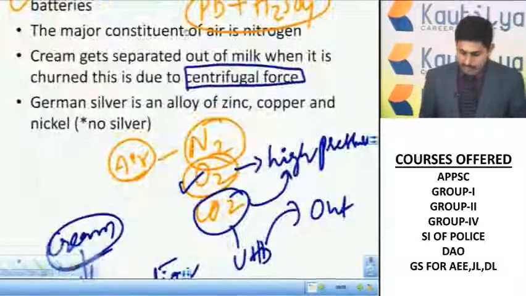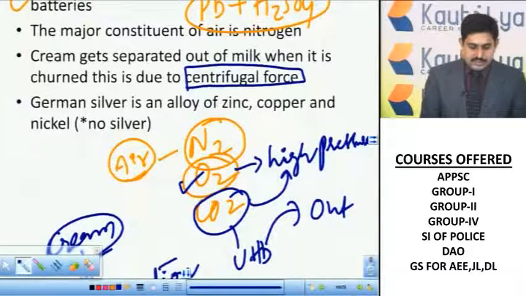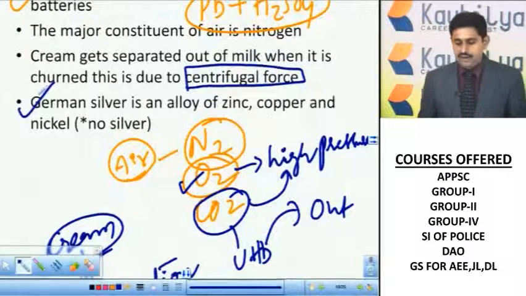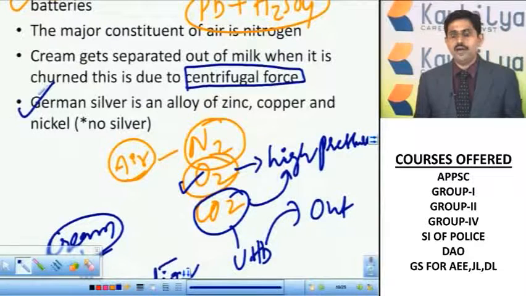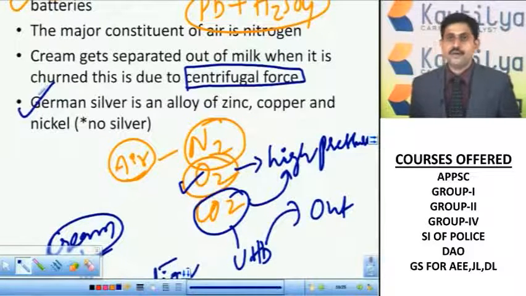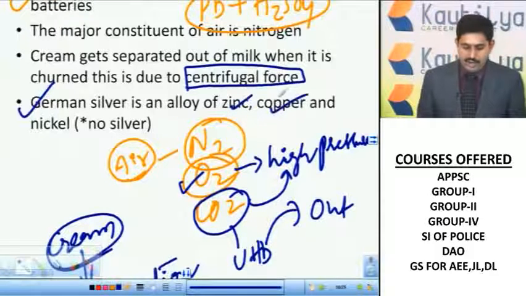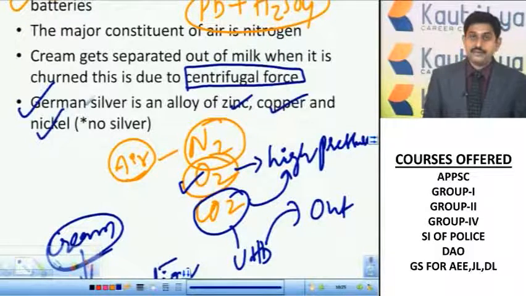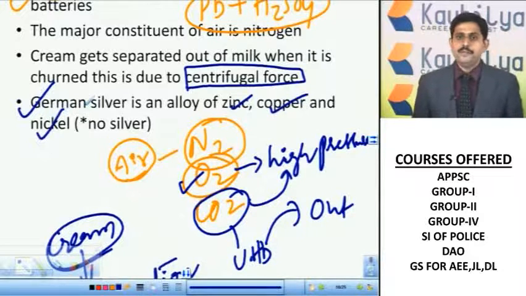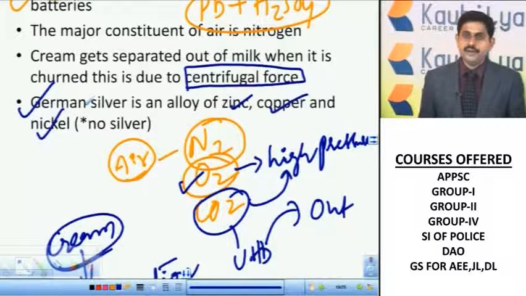Then one more point here. German silver is an alloy. An alloy is a mixture of different types of metals, or metals with non-metals. German silver is a mixture of zinc, copper and nickel. There is no silver in it. Likewise, we say lead pencils, but there is no lead in a lead pencil, and no silver in German silver. German silver consists of zinc, copper and nickel. A lead pencil consists of only carbon, that is graphite.